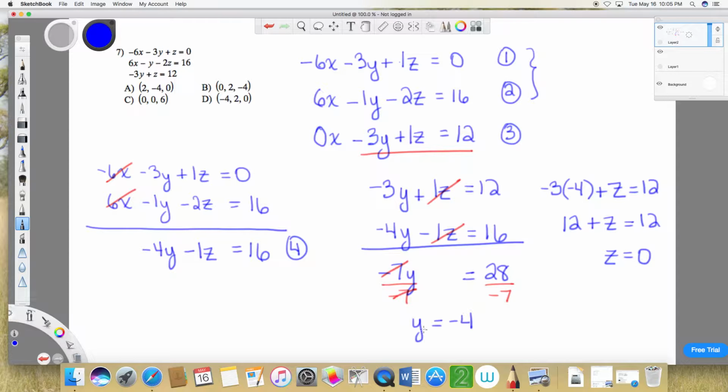So now I have y and z. If I come back up to the original 3 equations and use either equation 1 or equation 2, I'll be able to figure out what x is.